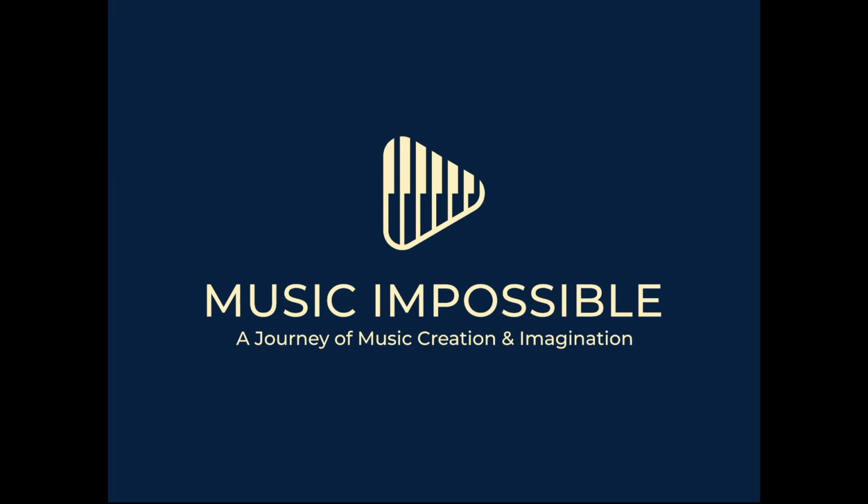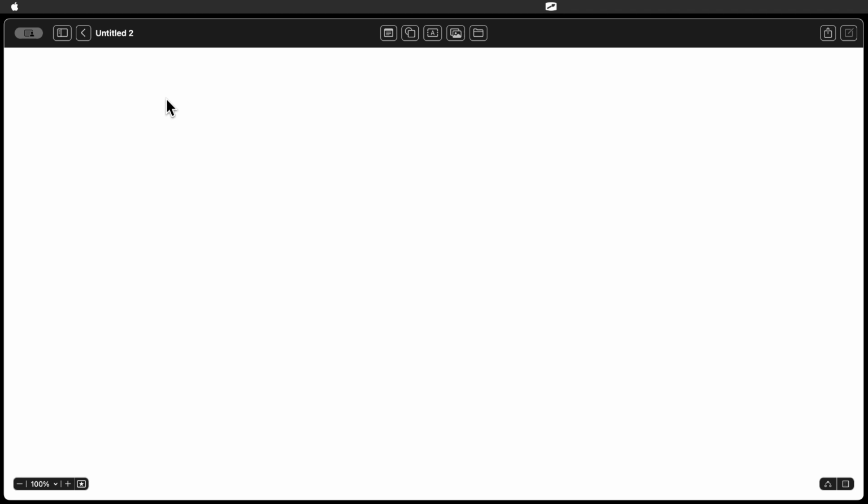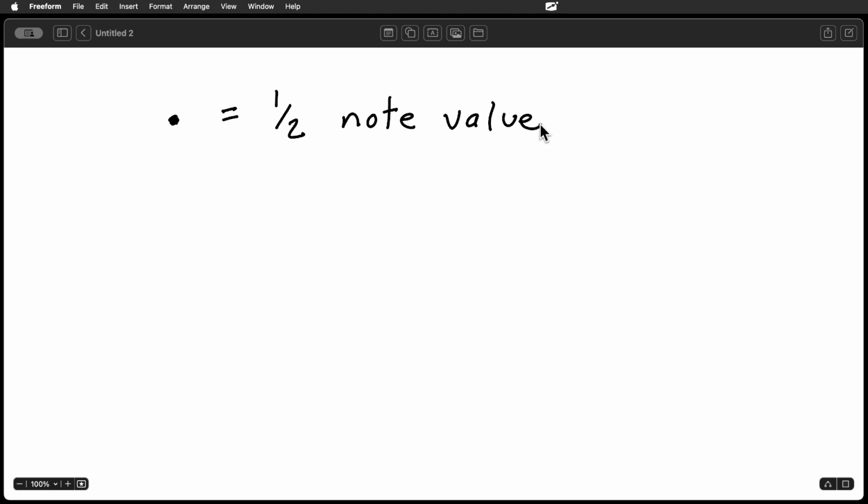Now, if you've been playing music long enough, you understand what dots and ties are and how they work. You've heard of maybe dotted quarter notes. You've heard of dotted half notes. What is a dot exactly? A dot is equal to half of any note value. So what does that mean? That means that if I have a dotted whole note, the dot of the dotted whole note is equal to half of the base note right there, which is a whole note.